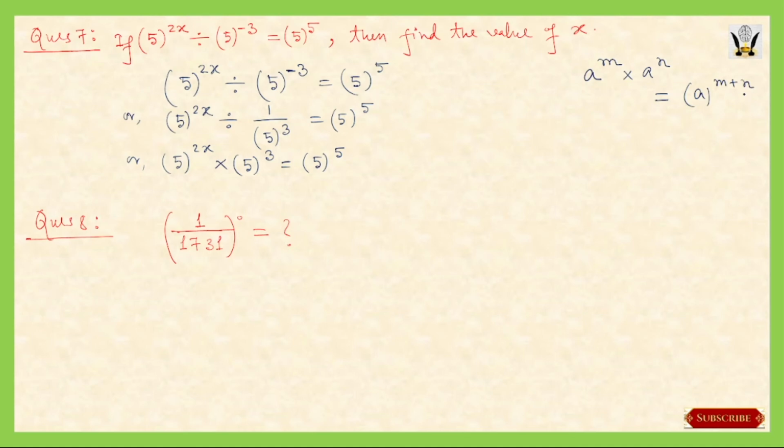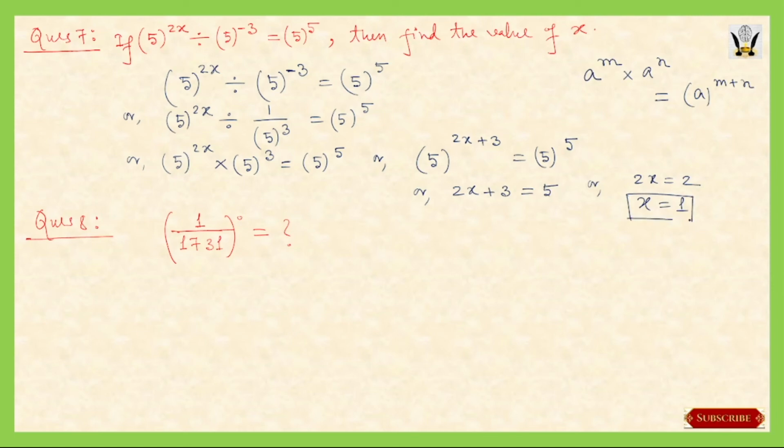The exponents are added. If we follow that law, the base is the same, so it will be 5 to the power 2x plus 3, and on the other side we have 5 to the power 5. Since the bases are the same, we can cancel them, and the exponents give the equation 2x plus 3 equals 5. This is a simple equation, so 2x will be equal to 5 minus 3, which is 2, so x will be equal to 1. This is the way we can solve this type of equation involving positive and negative exponents of some base. Now the next question is 1 divided by 1731 to the power 0.